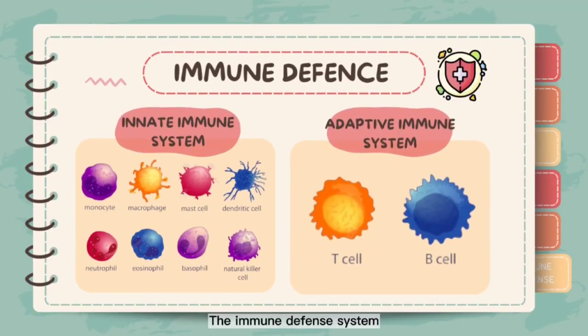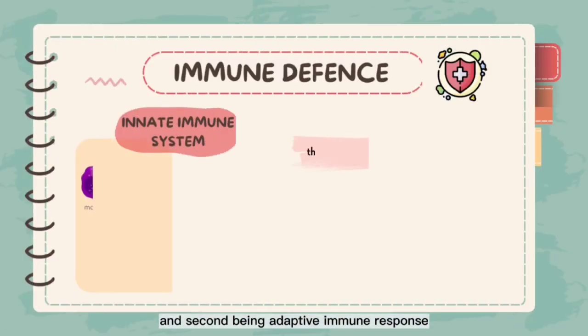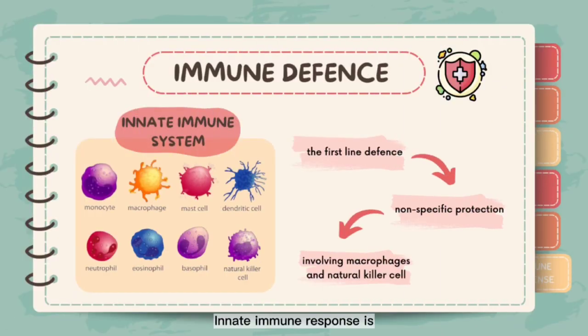The immune defense system responds against HPV in several ways, first being innate immune response, and second being adaptive immune response. Innate immune response is the first line of defense against HPV infection. This response provides non-specific protection against a variety of pathogens and also enhances the adaptive immune response.